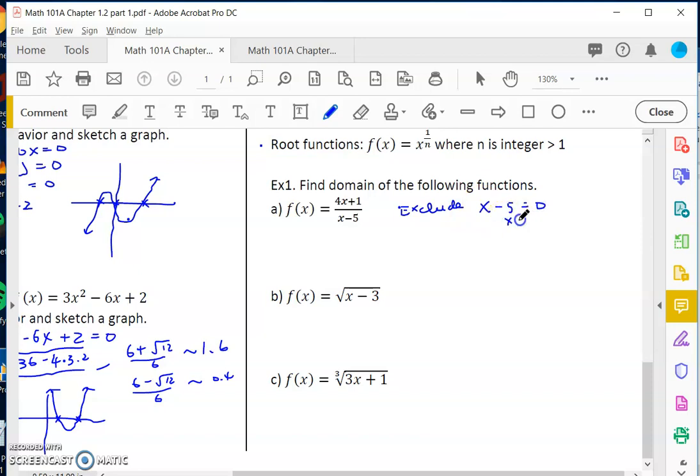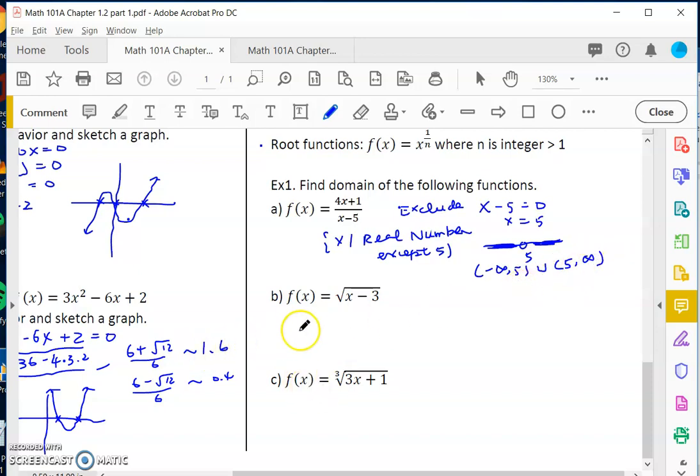So in this case, that means I want to exclude x equal to 5. So the domain would be all real numbers x such that x is a real number except 5. And in interval notation, you would say 5 is left out as a whole, then you have all the other numbers. So it becomes negative infinity all the way to 5, and then union 5 to infinity. This is the interval notation for the domain.